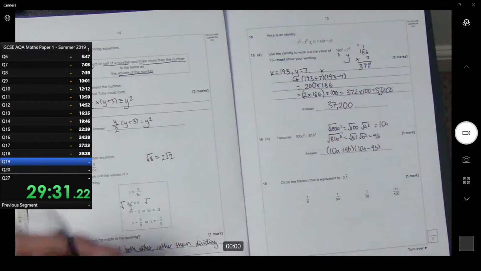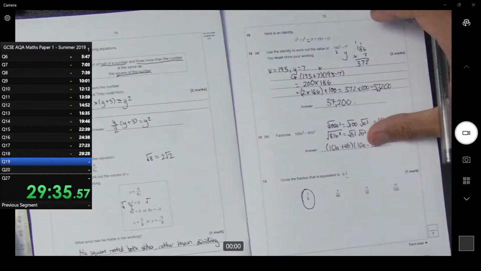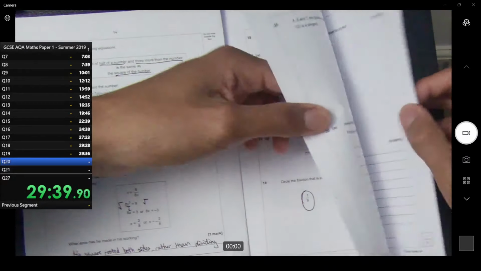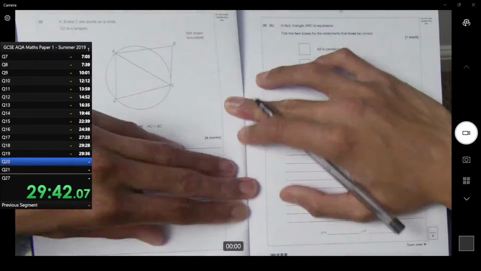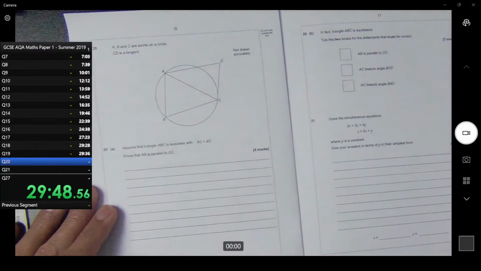Question 19, circle a fraction equivalent to this. That's just a shortcut, really. If it's just the recurring digits, you can divide by 99 or 999. Okay, next I think this is some circle theorems.